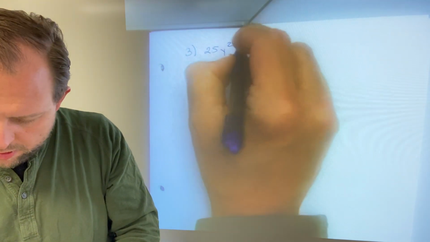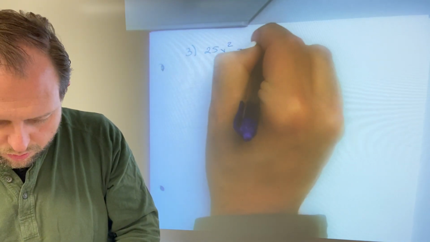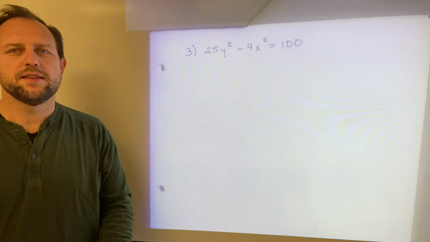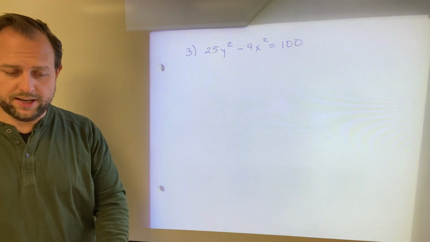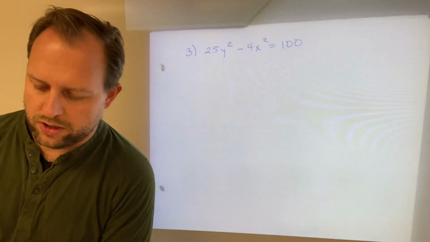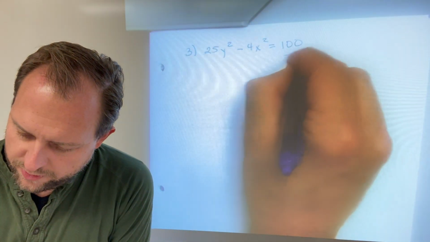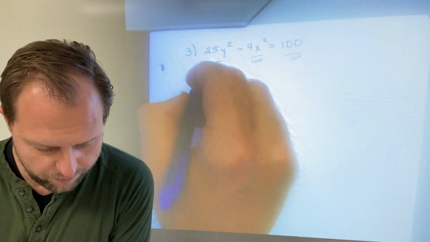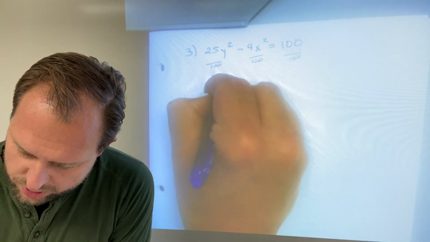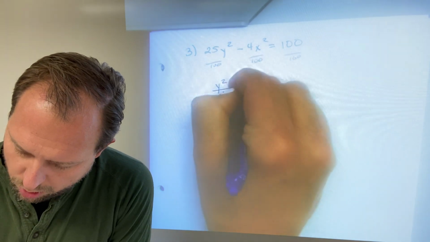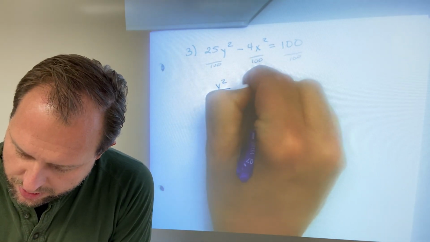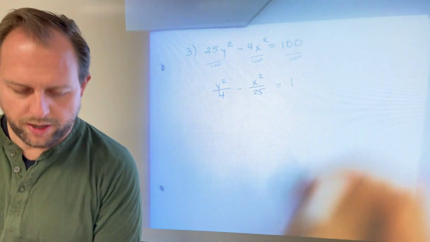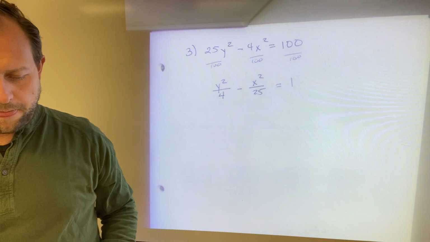25y squared minus 4x squared equals 100. So we're not in standard form. So we've got to get it in standard form. We need a 1 on the side. And so to get 1 on that side, we're going to divide everything by 100. And when we do, we get y squared over 4 minus x squared over 25 equals 1. Okay?